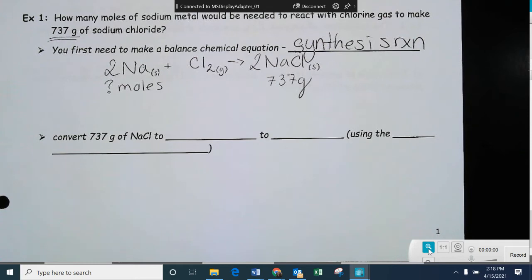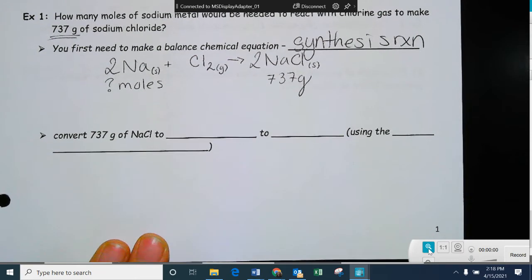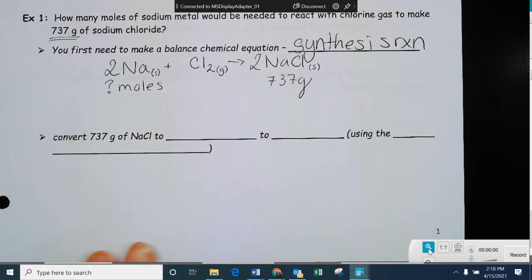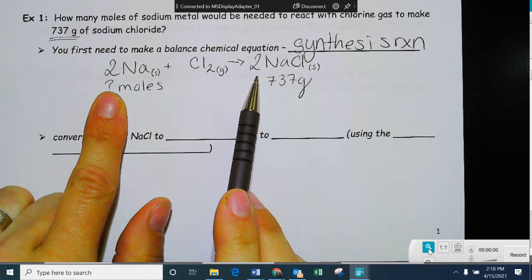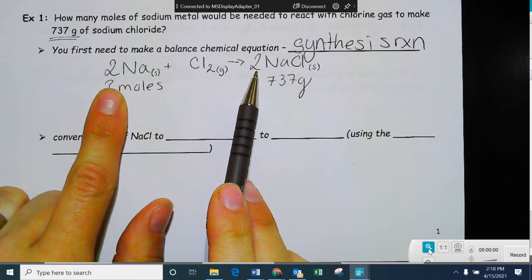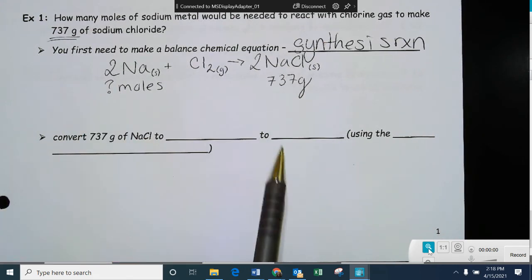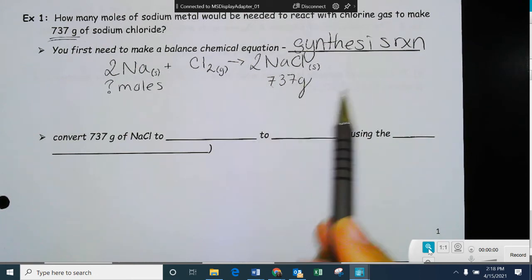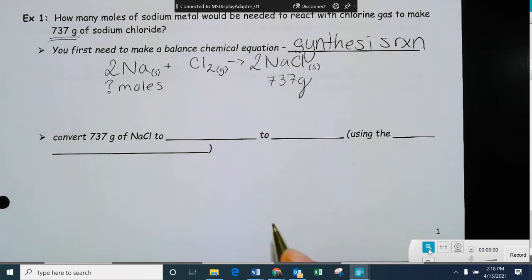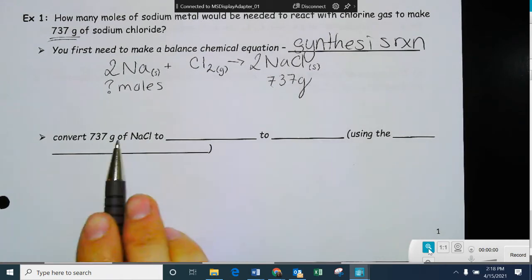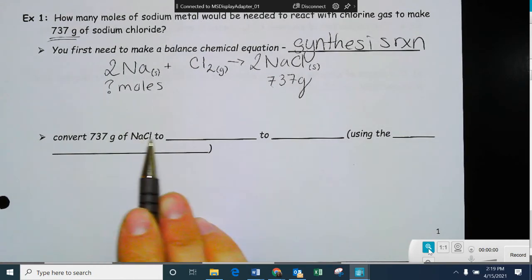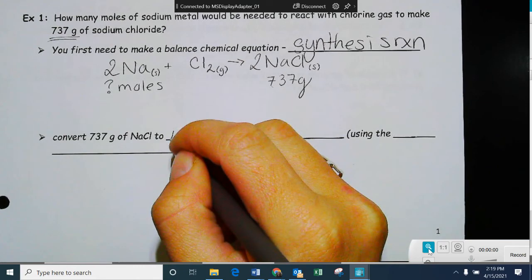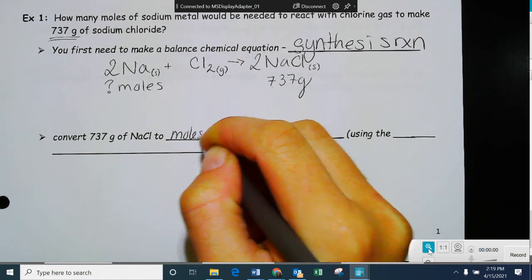Okay, so ultimately what we always need is the mole ratio and the number of moles. So we've got a ratio. We know it's a 1-to-1 ratio, 2 sodium chlorides for every 2 sodiums. And we know how many grams of sodium chloride there are, but we do not know how many moles there are. So the first step is to convert our 737 grams of sodium chloride to moles of sodium chloride.